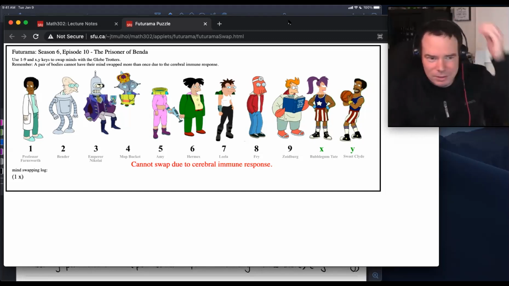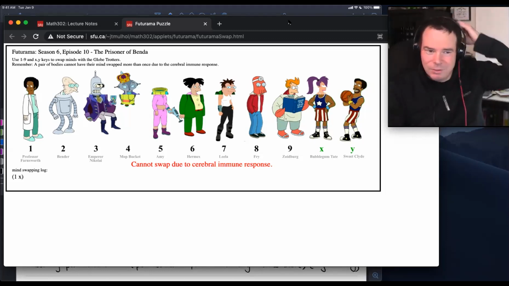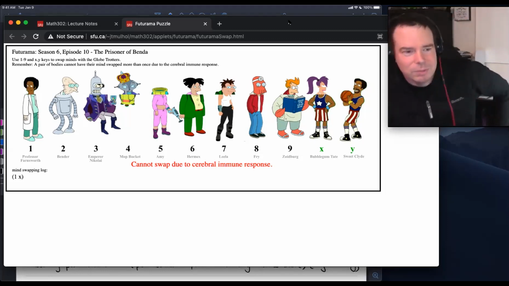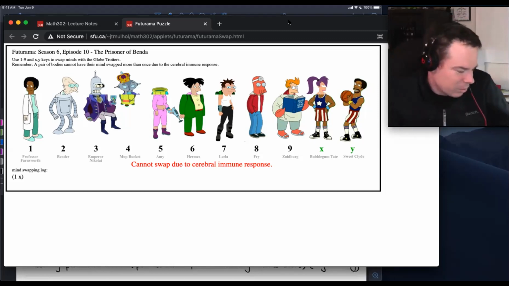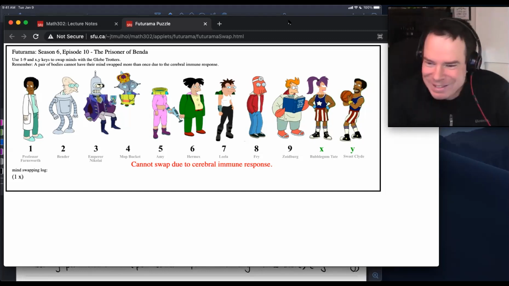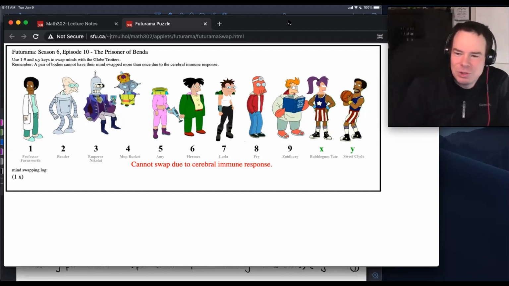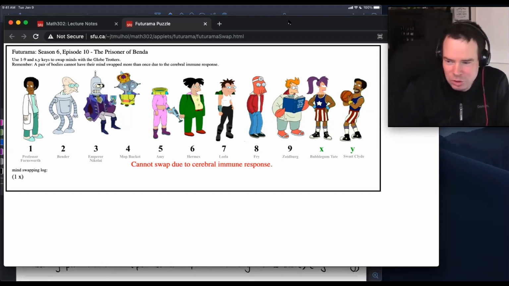So this is your task. You can take the next 5 minutes or so, or maybe more if you're having so much fun that you just can't stop. Try to see if you can restore all of the minds into their proper bodies with just using these swaps through the Globetrotters.